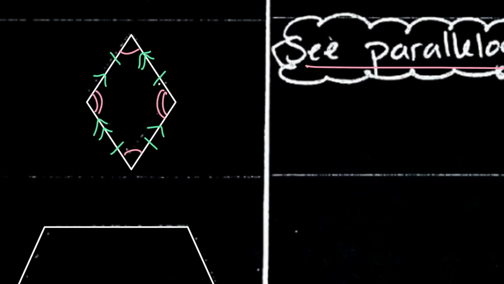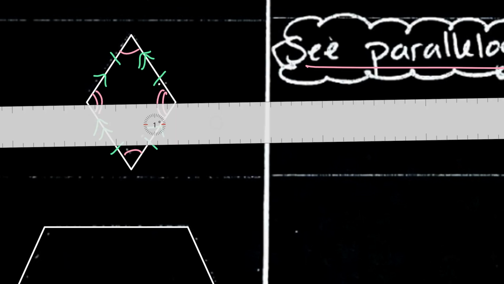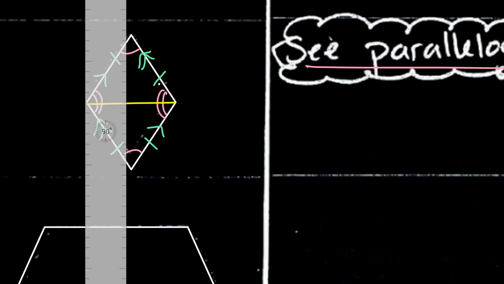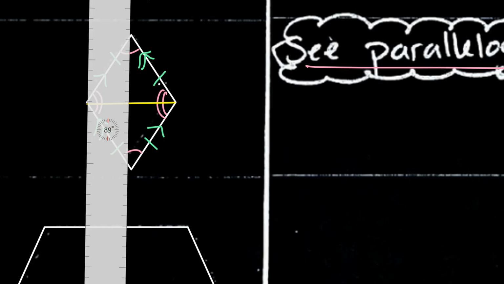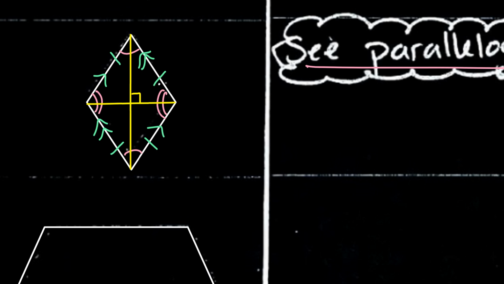All right, so now let's draw in our diagonals. What can I say about the diagonals on a rhombus? Are they congruent? No, they're not congruent, but yes, they are perpendicular. Like they make right angles in the center. Yes. What else do we know?